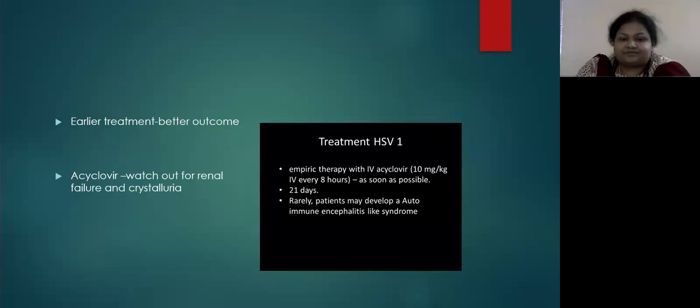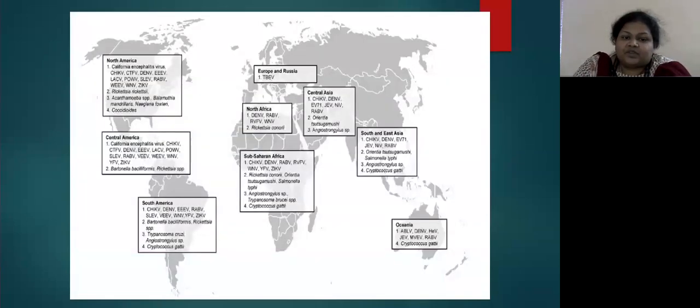Yeah, correct. So these are other viruses that you must know, which I'm not going to go into. Other than HSV, you must think of chikungunya, dengue, Japanese encephalitis, West Nile, rabies, other things like scrub. All these things can present with an encephalitis-like presentation.